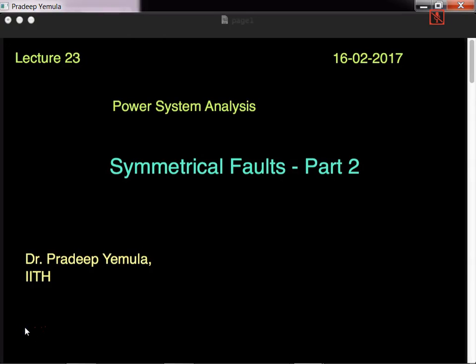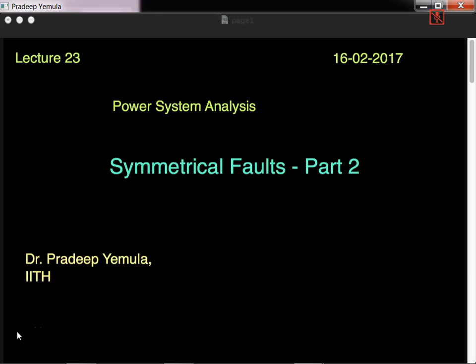Breaker for protecting the devices, because the circuit breaker has to carry the fault current. So we'll see some problems that way. Meanwhile, let's quickly review what we have done in the last class.